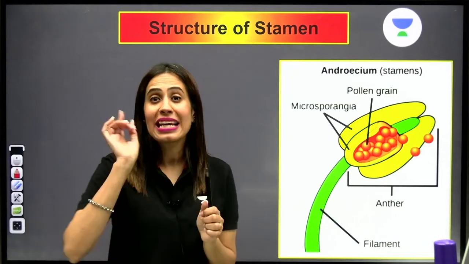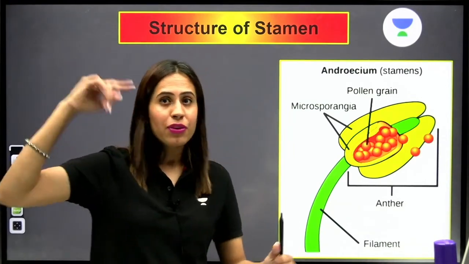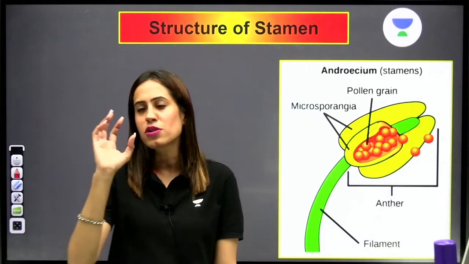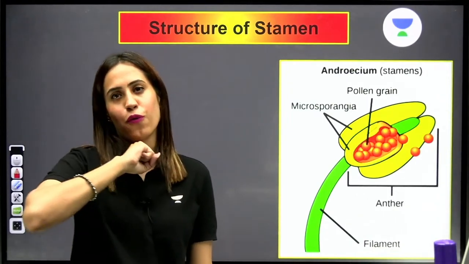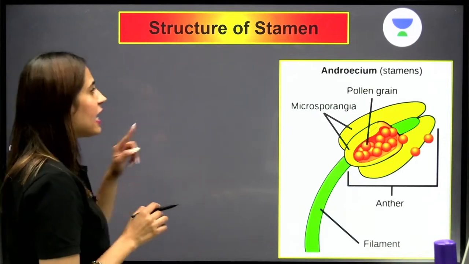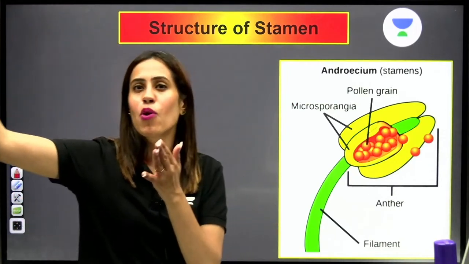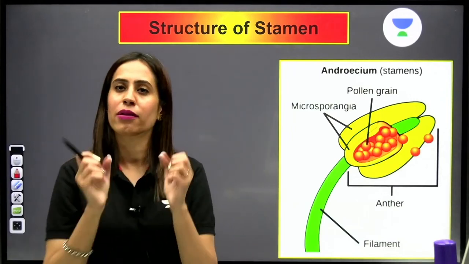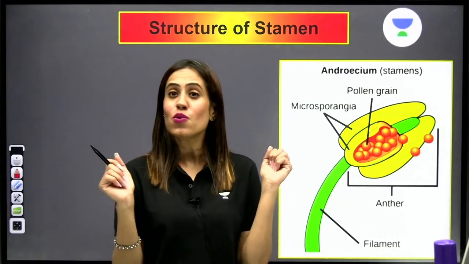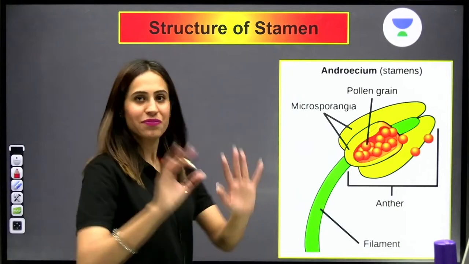And this stamen is equivalent to the microsporophyll in gymnosperms. Refresh your memories. Go to the plant kingdom. Have you heard about microsporophyll and megasporophyll? Yes, so the stamen is equivalent to the microsporophyll of gymnosperms. Similarly, the carpel or the pistil is equivalent to the megasporophyll of gymnosperms. Am I clear?